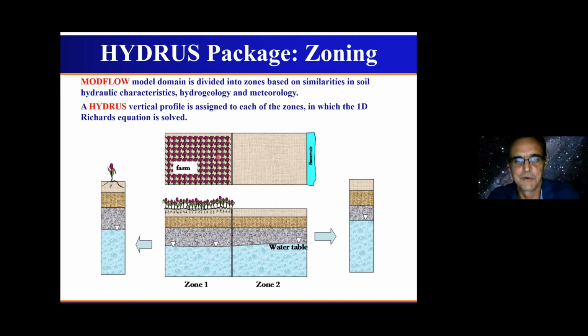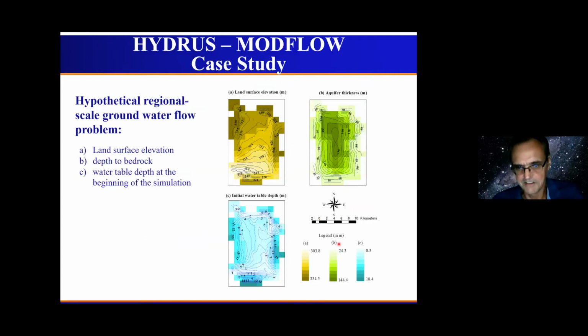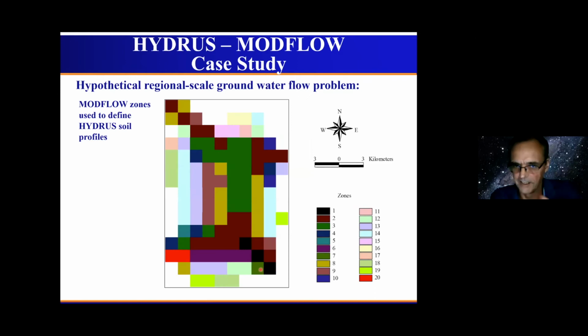And so each of these would be represented by one HYDRUS vertical, and then that's coupled to the whole overall MODFLOW package. And we tested it on much larger catchments, where we would have land surface elevation, aquifer thicknesses, the boundary fluxes, etc. We would run a cluster analysis to identify cells which would be similar. So we would limit the number of these HYDRUS verticals, which are still computationally quite demanding.